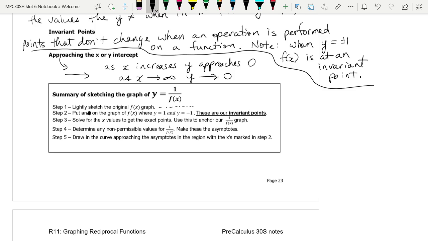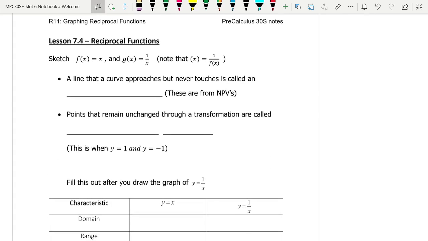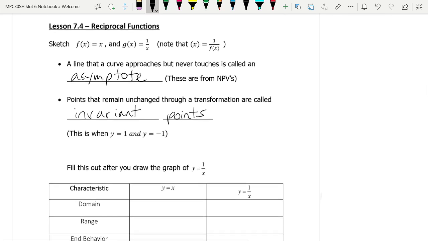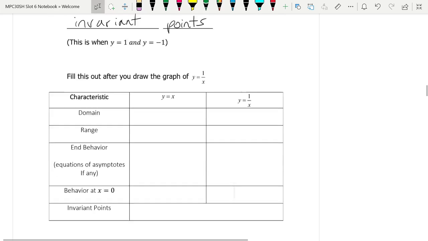Okay, I think we're ready to do some graphing. I feel good about this. Let's do some graphing. Oh, first we have a couple little questions to answer. A line that a curve approaches that never touches is called, and we already know this, an asymptote. Points that remain unchanged through a transformation are called invariant points. And fill this out after you draw the graph of 1 over x. So we actually have to go to the next page and draw a graph and then hit this.